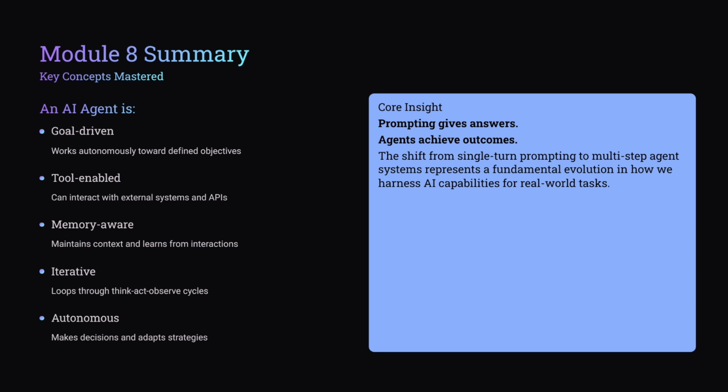You now understand the core loop. You understand memory, tools, planning, guardrails, and cost control. That means you're no longer just using AI, you're architecting it. And that is the difference between experimenting with AI and building real-world AI systems.